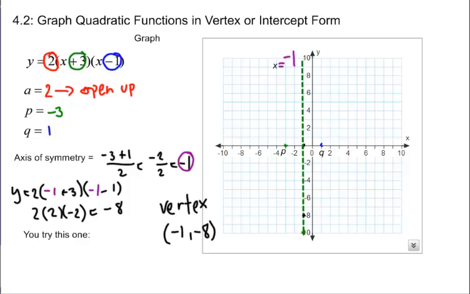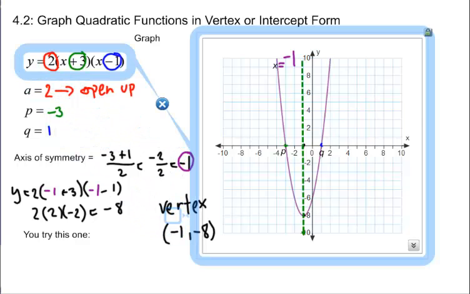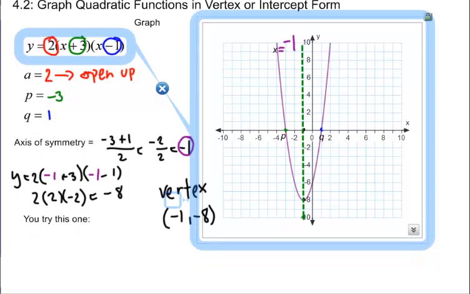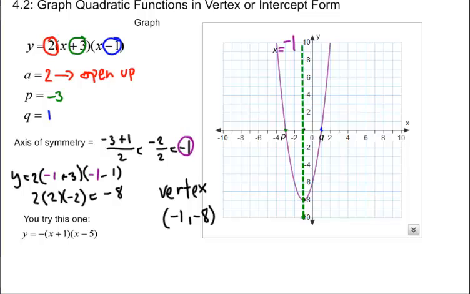And when I plot those points and connect these points all together with a curve, not straight lines, because straight lines would be bad for us. There's your graph. And notice everything matches up perfect on this. Okay? So that's how you graph in intercept form. Now, you try this one at home. See if you can do it. Find A, find P, find Q, find your axis of symmetry, and connect all those points with a smooth curve.